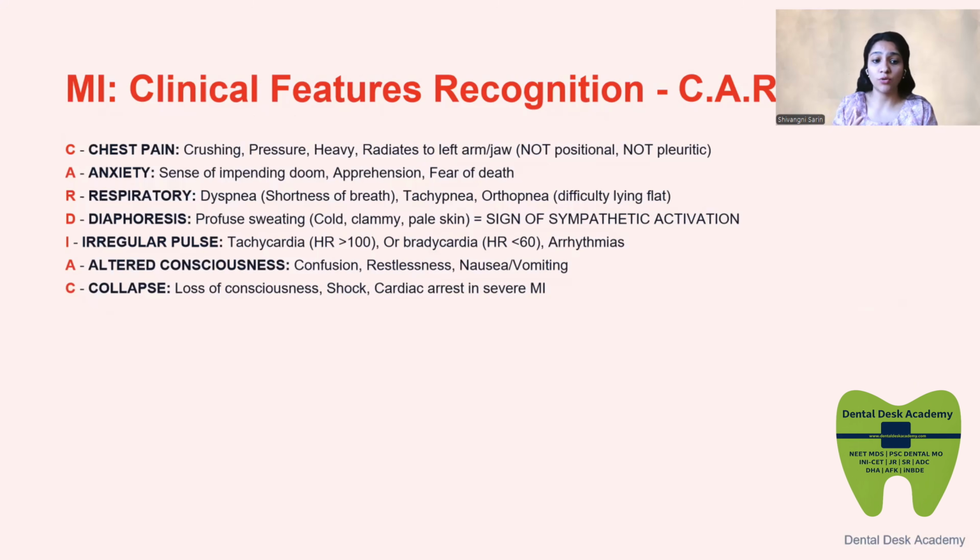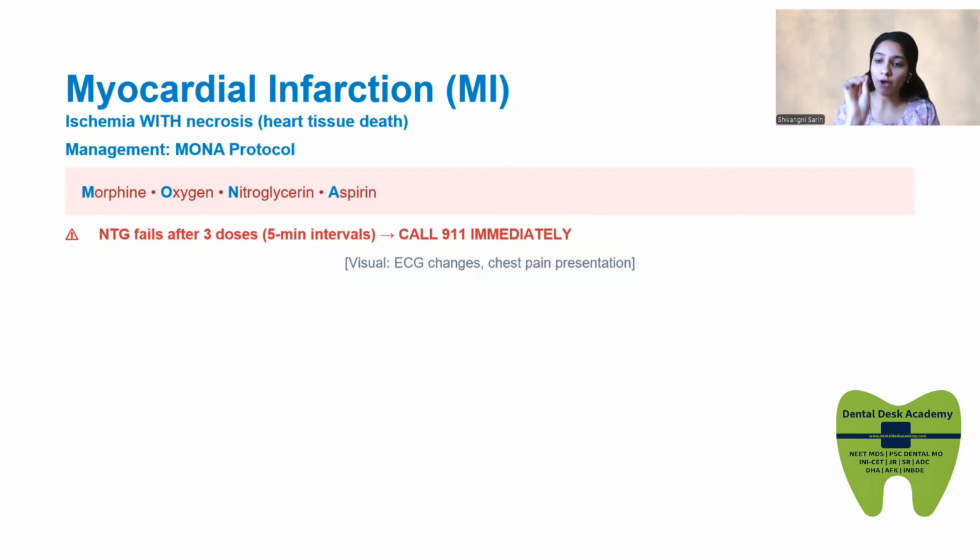Sympathetic activation overload is there. The pulse will be irregular. It can be tachycardic, bradycardic also, or may present as arrhythmias. The patient may have altered consciousness. There may be confusion, restlessness, and eventually there'll be loss of consciousness. There will be shock. Now, for myocardial infarction at your level, please remember MONA.